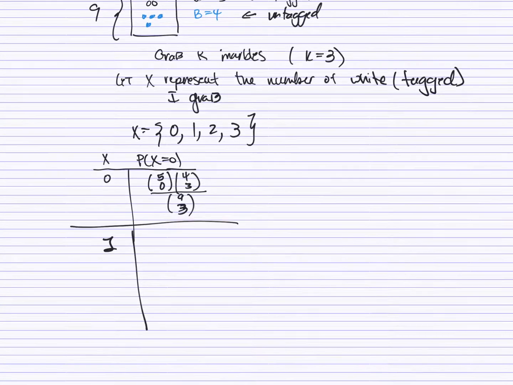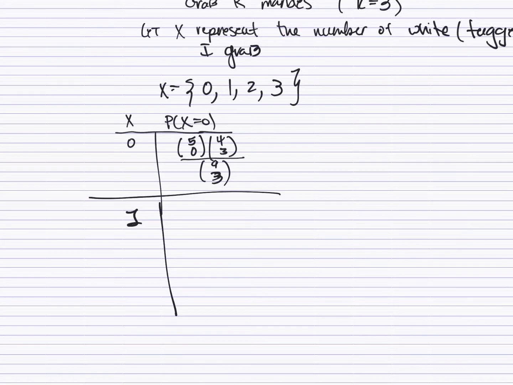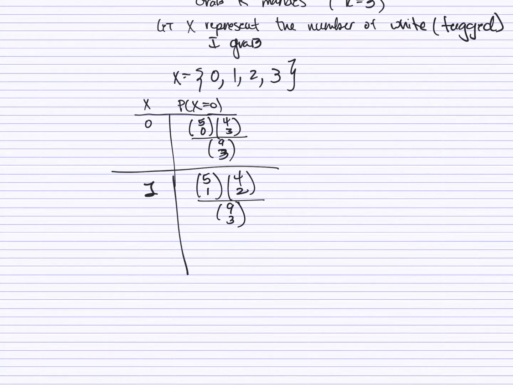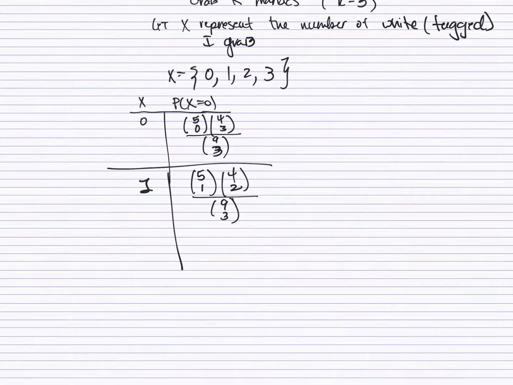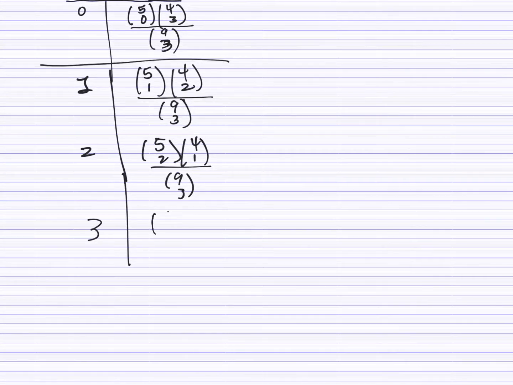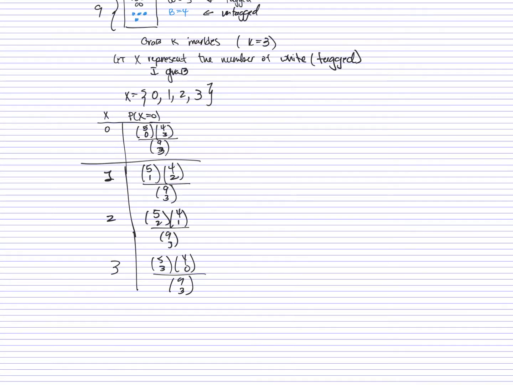What about X equals 1? Well, that means of the 5, I pull 1, and of the non-5, I pull the other 2, all over 9 choose 3. We get that all the way down. I bet you could figure this out, but let me just finish it up for completeness' sake: 4 choose 1 over 9 choose 3. The last one, 3, is 5 choose 3 times 4 choose 0, all over 9 choose 3. Okay, so we understand it in this example.